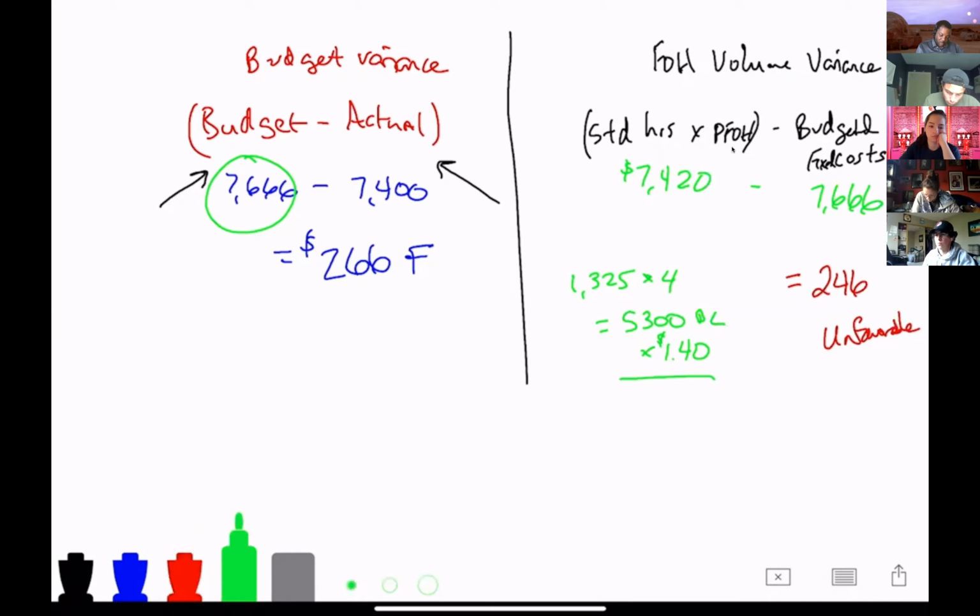Now, I expect someone to ask me a question. Why is it unfavorable? Because it's negative. Yeah, so two reasons why it's unfavorable. One. But it's just weird because, it's less than the budgeted, so I would think it'd be favorable. That's all.